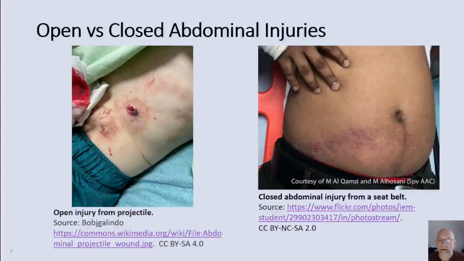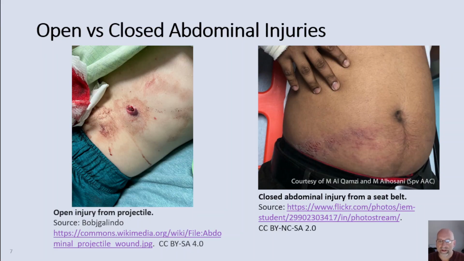An open abdominal injury, like the projectile injury seen on the left, happens when the peritoneal cavity has been opened to the outside from a penetrating injury. Conversely, a closed abdominal injury occurs without breaking the skin and is commonly seen after blunt trauma or a deceleration injury. In the image on the right, we see a closed abdominal injury caused by a seatbelt during a vehicular deceleration incident or crash.